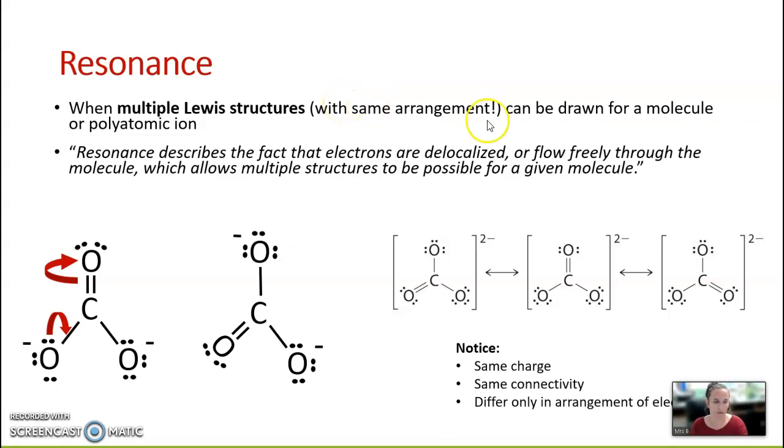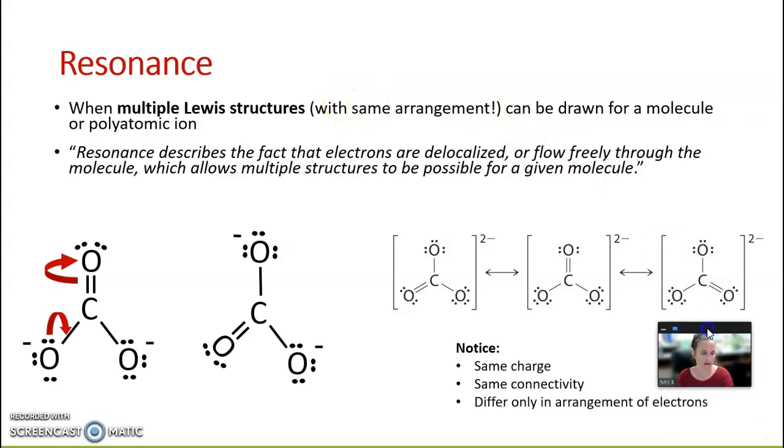So I want you to notice a couple of things. They have the same charge, meaning they have the same total number of valence electrons. They have the same connectivity. That's what differs them from structural isomers. They differ only in the arrangement of electrons, only in that.